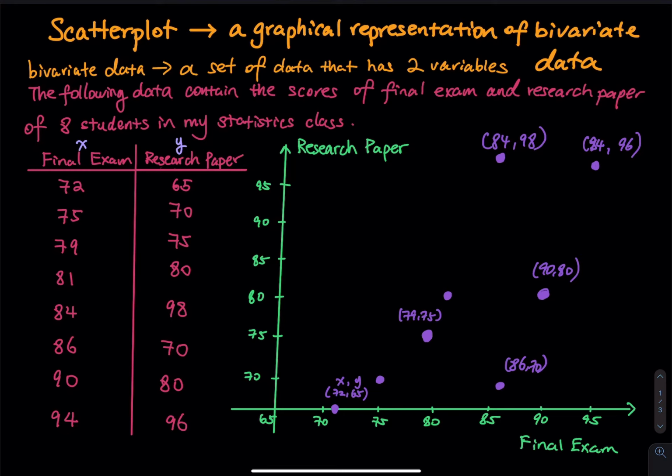All right, so this is a graphical representation of bivariate data. Bivariate means two variables, final exam score and research paper. And then after this, I would like to introduce a few more keywords to you. So let's take a look at this.